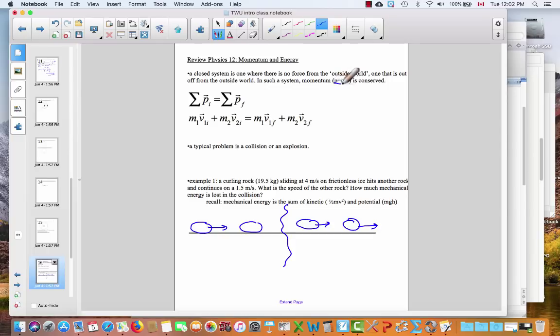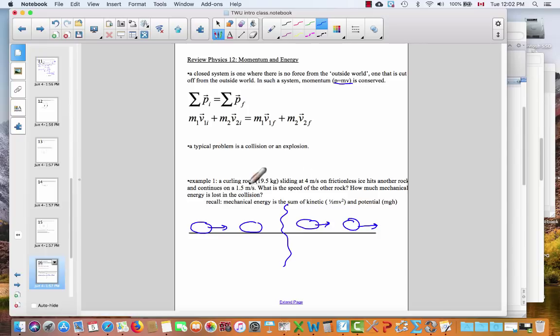Momentum, you may recall, is the product of mass and velocity. So we can write this equation in an expanded way for a two-object system. M1 V1 initial plus M2 V2 initial will equal M1 V1 final plus M2 V2 final.